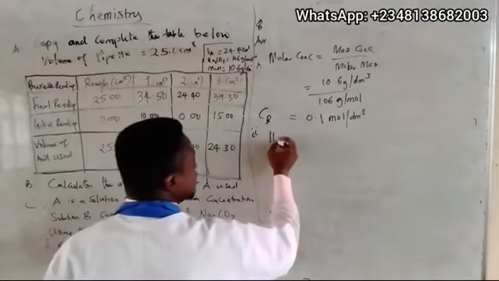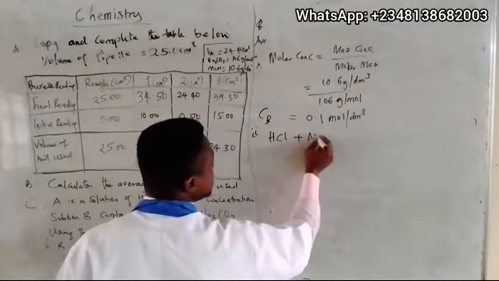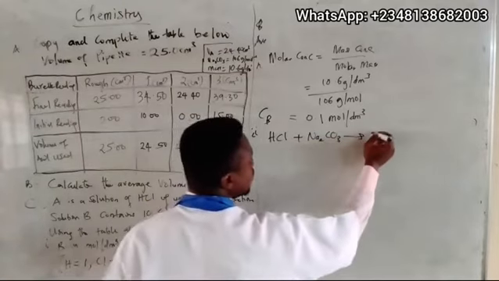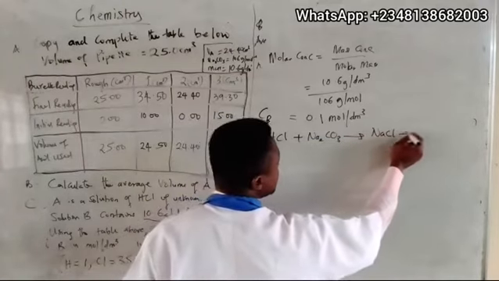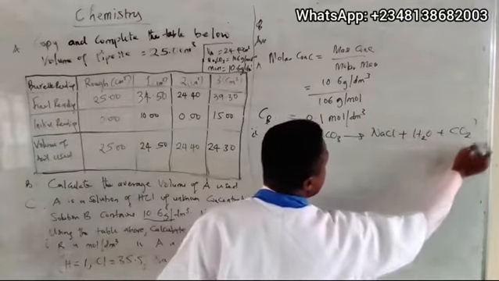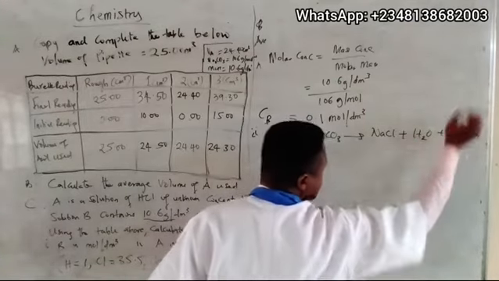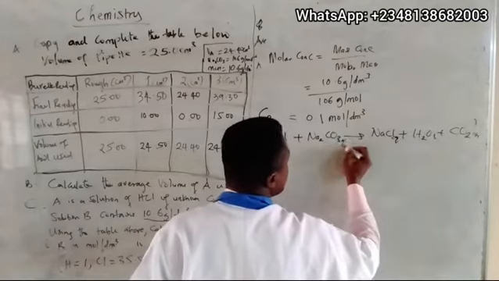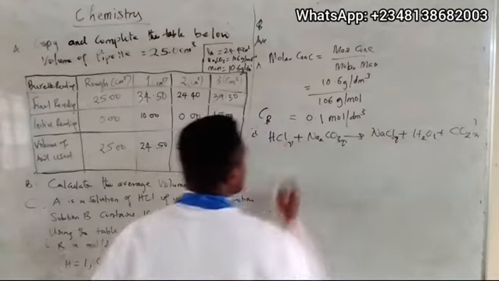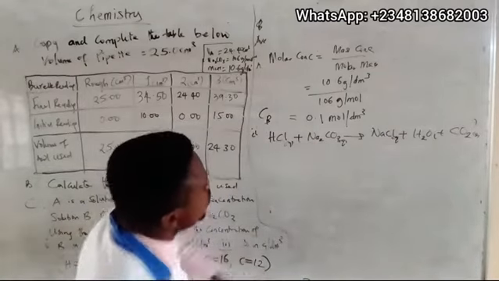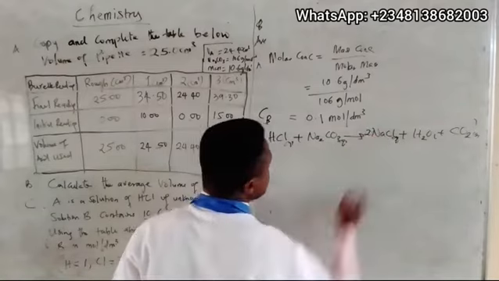Remember, the equation goes like this: HCl plus Na2CO3 gives us sodium chloride plus water plus carbon dioxide. This is a gas, this is liquid, this is aqueous, this is aqueous. So let's balance the equation. Sodium is 2 here, so sodium should be 2 here.